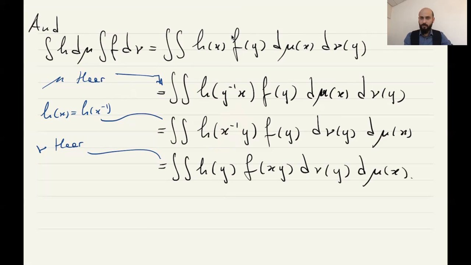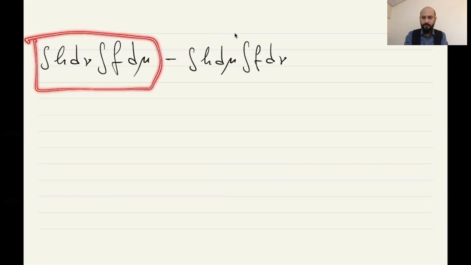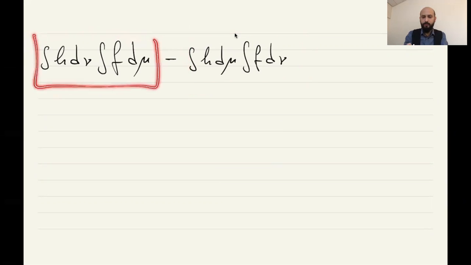Okay, so now we have two similar integrals. Now let's take the difference of those integrals we calculated. We calculated this integral, we bounded this integral, and we bounded this integral. We wrote differently this integral and this integral. Okay, now we'll take the difference. Let's make precise the quantifier.